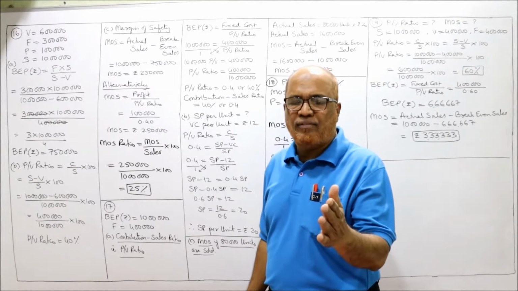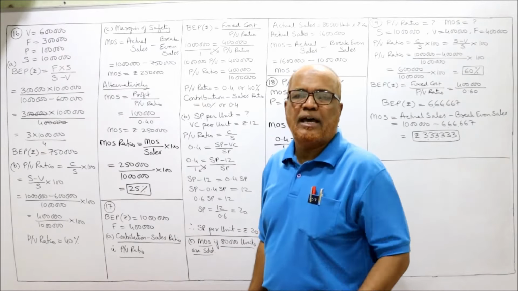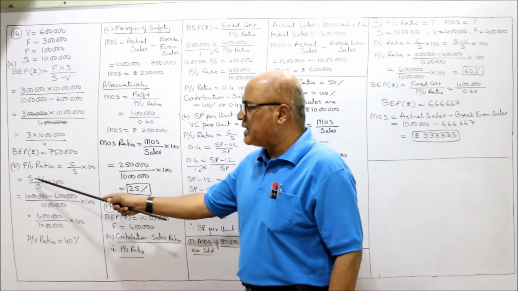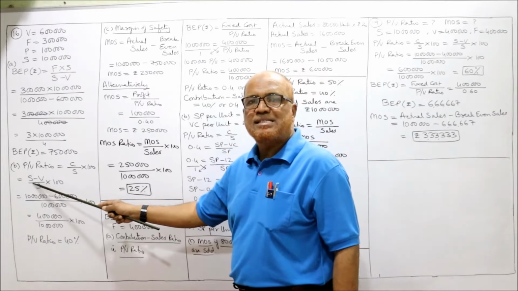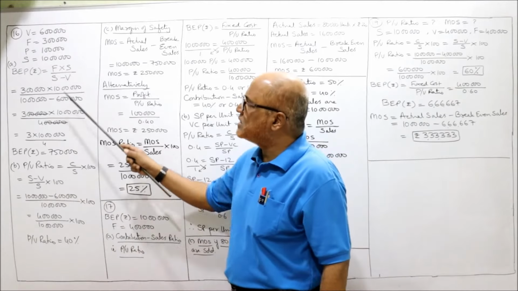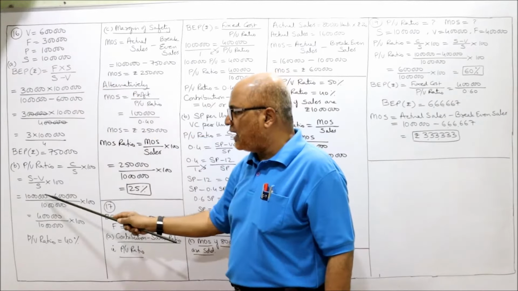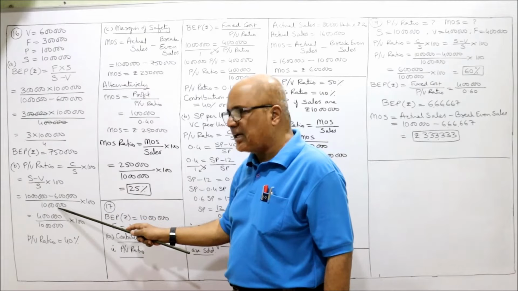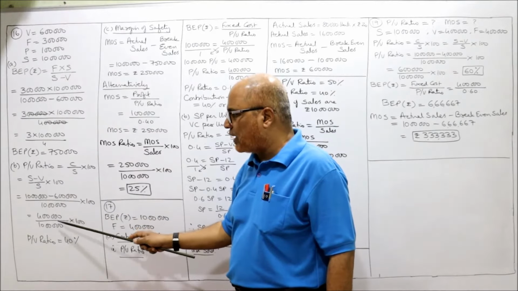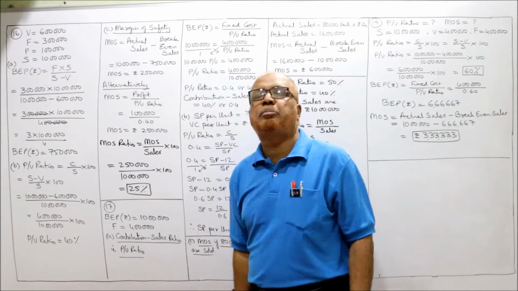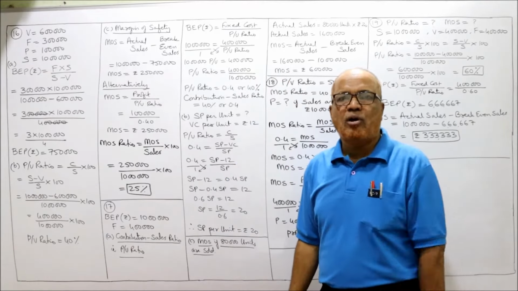S minus V likho, ya F plus P. Anything you can write. Now I am writing S minus V. S sales, V variable cost. How much are the sales here? 10 lakh. How much is the variable cost? 6 lakh. तो 10 lakh minus 6 lakh divided by 10 lakh. So 10 minus 6, 4 lakh by 10 lakh into 100, 40%. PV ratio we got 40%.